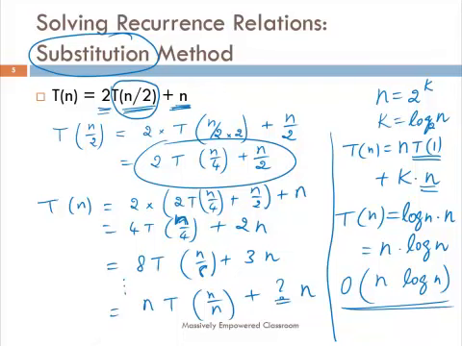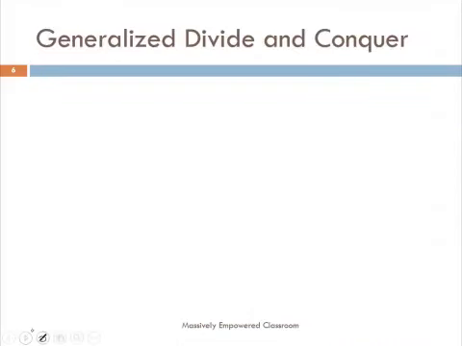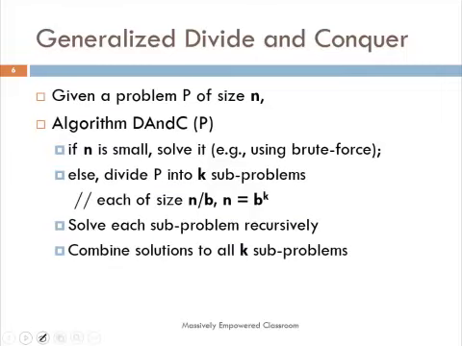So the generalized divide and conquer algorithm, just to re-emphasize again, given a problem D and C of p, if n is small, solve it, for example using brute force. Otherwise divide it into some k subproblems, usually k is 2 or 3. Each will be of equal size n by b, so that n is b to the power of k, and solve the subproblems recursively by calling the same D and C algorithm, and then combine all the solutions.